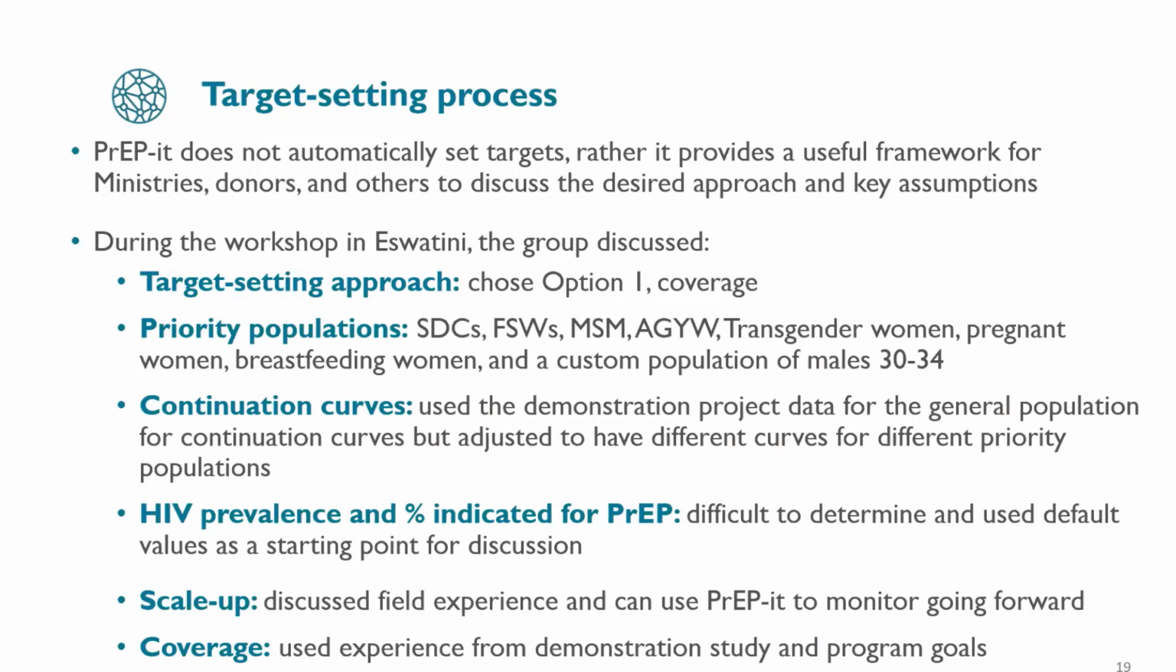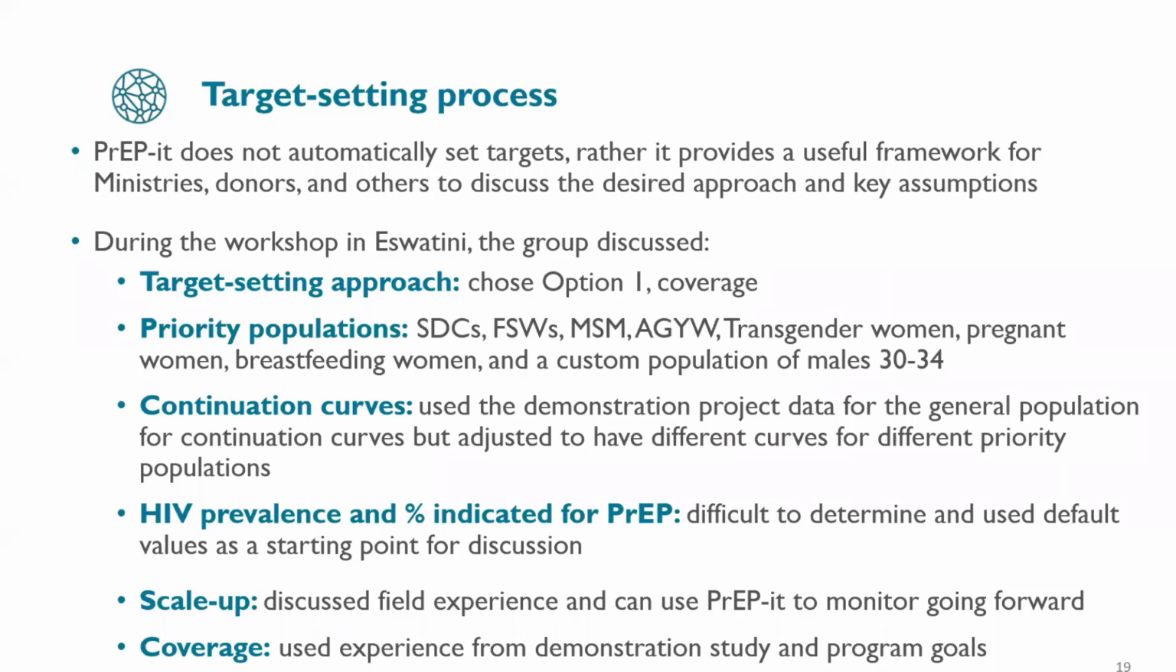So during the workshop, as a country, we chose the option 1 coverage approach, which is a top-down approach that we later modified to include desired coverage of the specific population, site capacity, and we also considered the number of sites that we're going to be providing PrEP in the country.